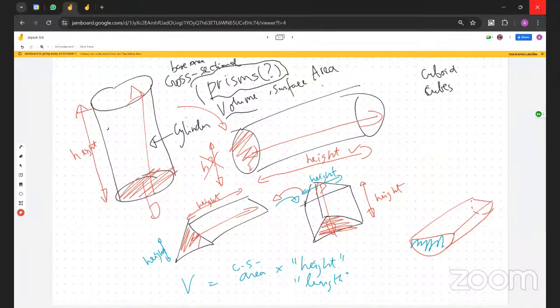What is the volume? The volume is that cross-sectional area times whatever you call this. You can call this length. You can call this height. Do you understand what I'm saying here? Identifying the cross-section means you know the length or height automatically in that sense. Right? And that is the most important thing for a prism.